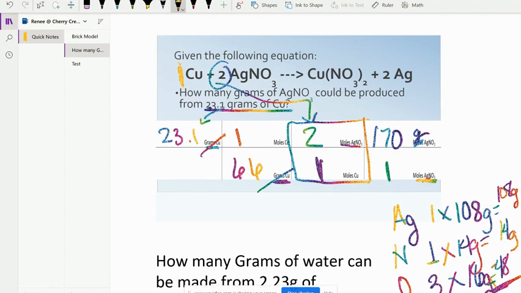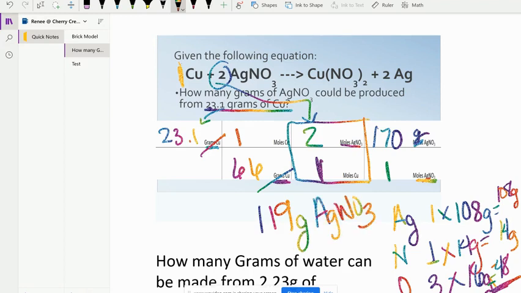So in my calculator, I'm going to go 23.1 times 1 times 2 times 170, enter, divided by 66, enter, divided by 1, enter, divided by 1, enter. So that will give me 119 grams of silver nitrate.